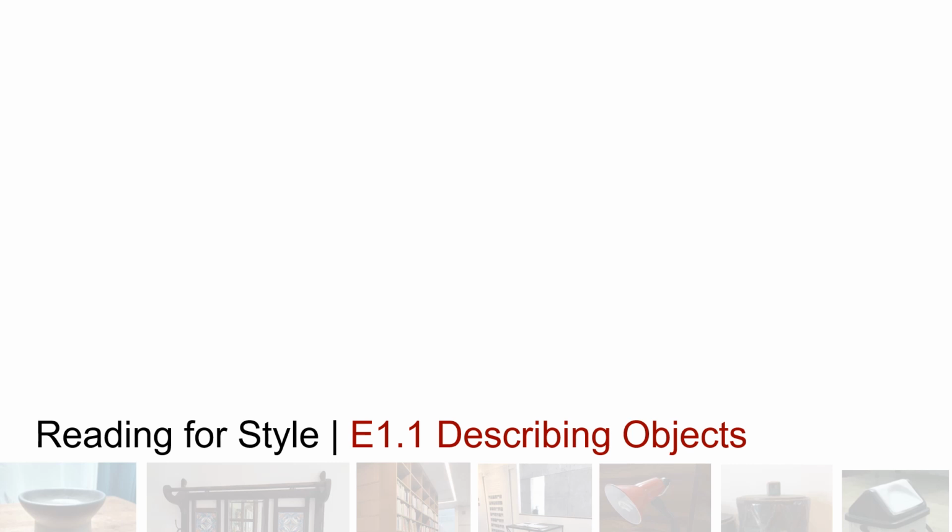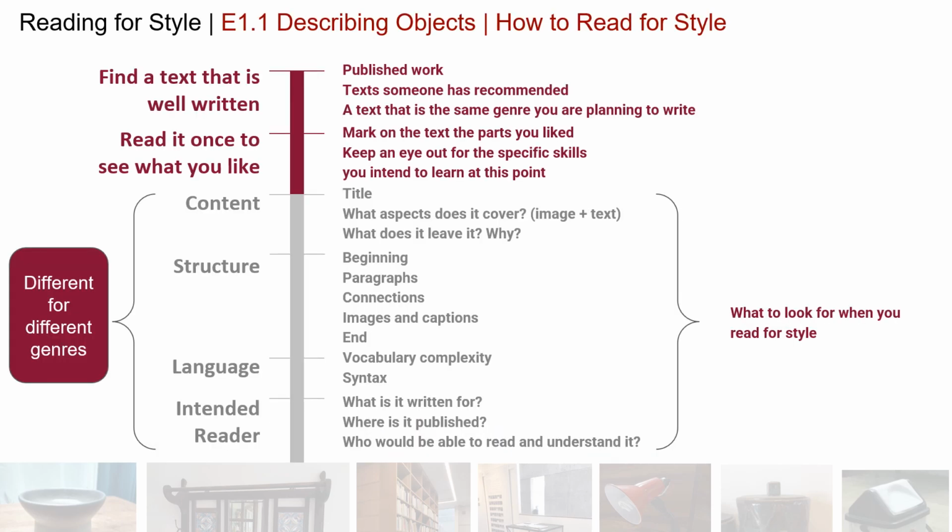Now that you know what to look for while reading for style, let's try it out with a text that is similar to what you will have to write. Keep this checklist in mind to remind you at each step what we are looking for, and make sure that you have read through the whole text once before beginning to look at stylistic aspects.